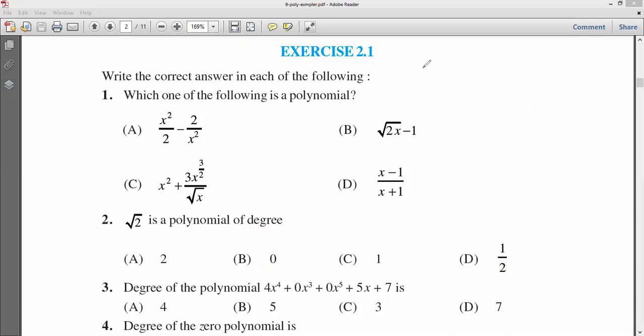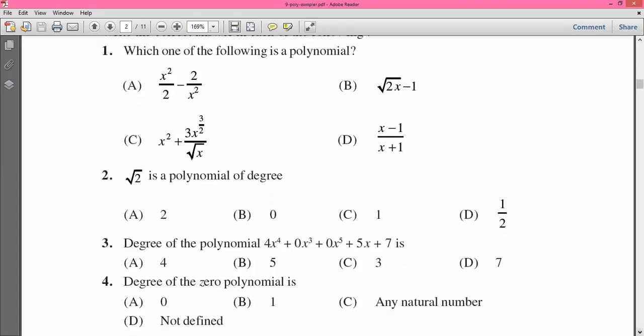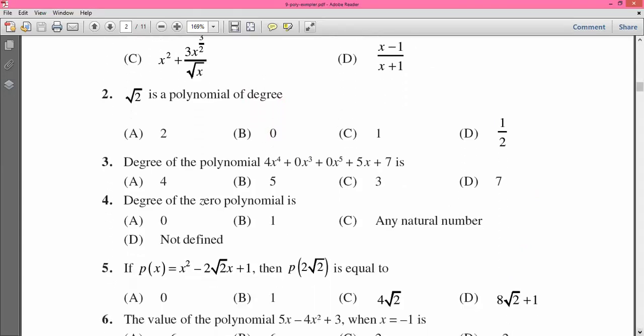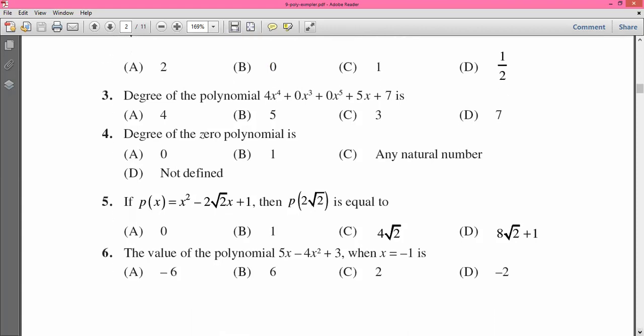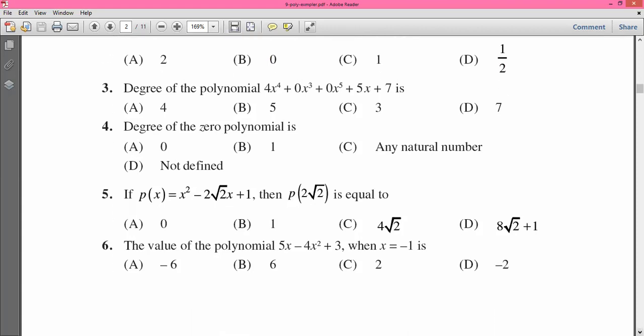Coming to question number 3, Laksh Kankaria will answer question number 3. Laksh, read the question. Degree of the polynomial 4x to the power 4 plus 0x to the power 3 plus 0x to the power 5 plus 5x plus 7. What will the degree be, tell me? 7? Sir, 5. How is it 5? Tell me. सर क्योंकि highest degree 5 है.